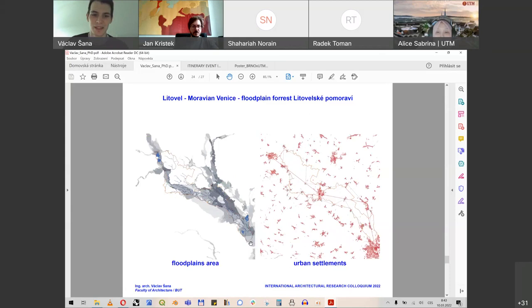Here, for example, I tried to put the floodplains area in that, and as you can see, the southern area of Litovelské Pomoraví is already under this floodplains area, which I think shows five-year floods, 20-year floods, and 100-year floods. And here is the urban settlement, which mostly goes around it.